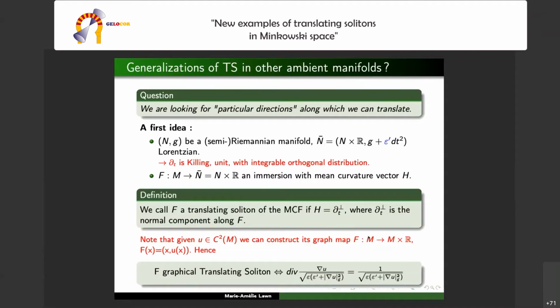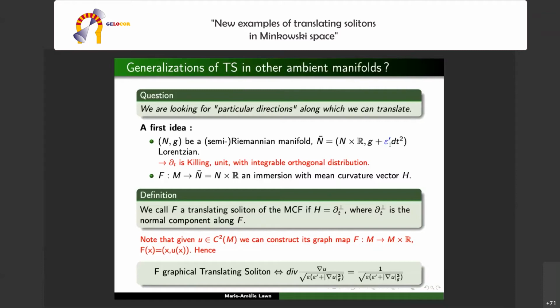And there is a nice work which appeared recently by Lira and Martin, where they look at translating solitons in the direction of a Killing vector field. But when we thought about it the first time, we just thought about looking at products. So we considered a semi-Riemannian manifold N, and we considered the product with R of this semi-Riemannian manifold.